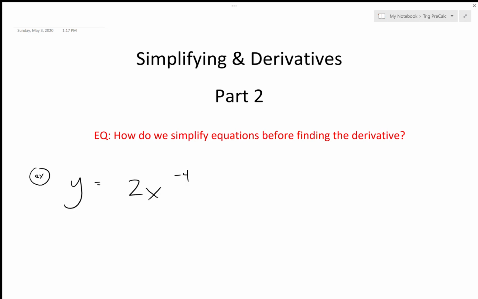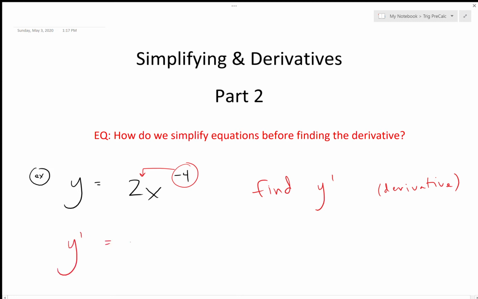Negative 4 power usually means that should be on the bottom of a fraction, but right now it's kind of in the place that we want it. We don't want those fractions, but we just follow the same process here. This exponent, no matter what it is, gets multiplied to the front, because we're trying to find f prime, find the derivative. Or f prime, I guess in this case it's y prime. Okay, so doing that, we'll multiply those two together.